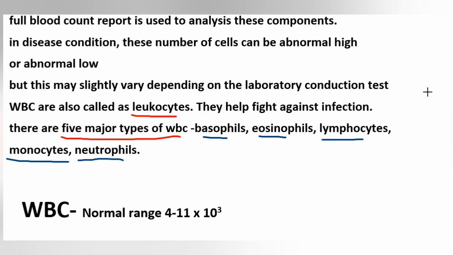Generally, in case of viral infection, there is an increased number of lymphocytes. In case of bacterial infection, there is an increased number of neutrophils. In parasite infection, there is an increased number of eosinophils. In thyroid problems, there is an increased number of basophils. In allergic reaction, basophil and eosinophil counts increase.